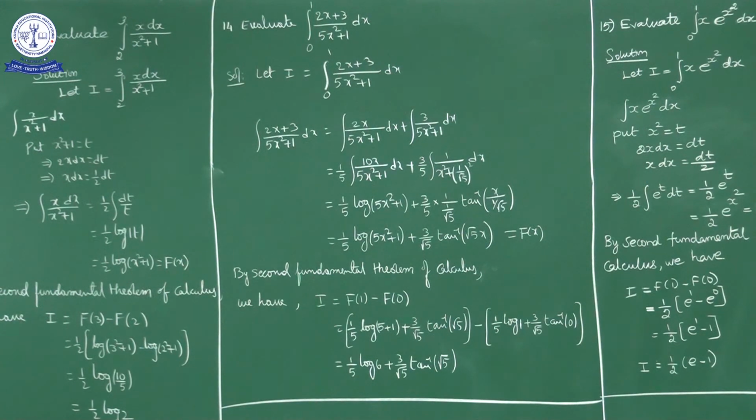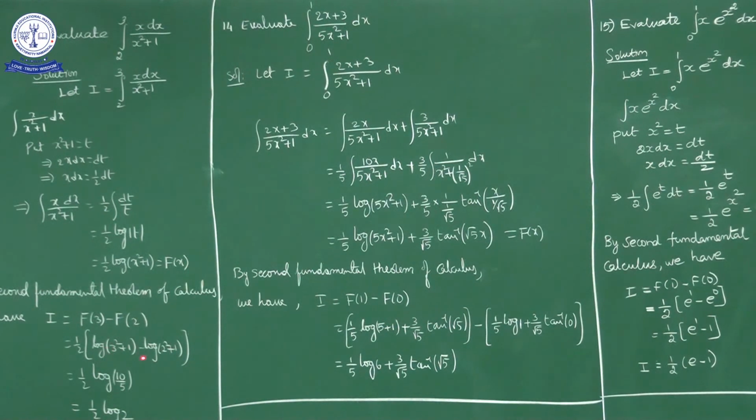Now by the second fundamental theorem of calculus, we have I is equal to F of upper limit minus F of lower limit. Here what is the lower limit? The lower limit is 2, the upper limit is 3. Okay. Now what is F of 3? F of 3 is half log of 3 square plus 1, minus, what is F of 2? Half log of 2 square plus 1. Overall, taking half common, half into log of 3 square plus 1 minus log of 2 square plus 1.